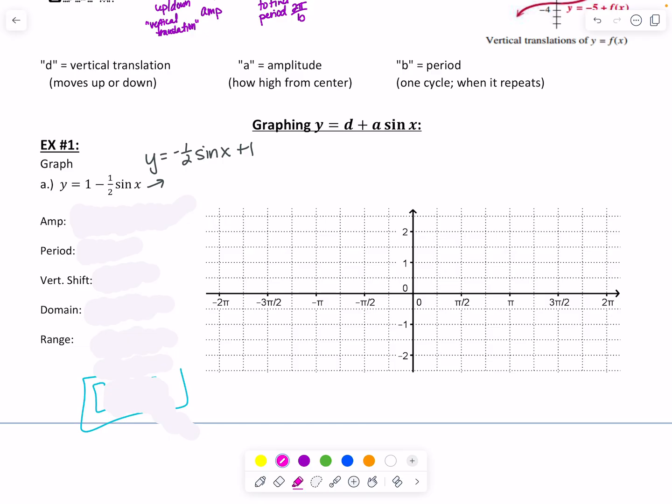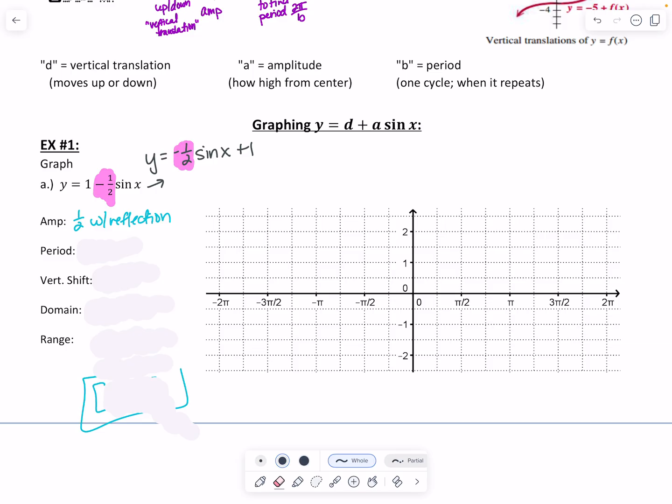So looking at either of these, I notice that I have an amplitude here, the number in front of sine, of a 1/2, but this time it's a negative 1/2. So what does that mean? Well, if I have a negative amplitude, that really means that I have an amplitude of 1/2, but with a reflection. So everything's going to be kind of flipped over, right?